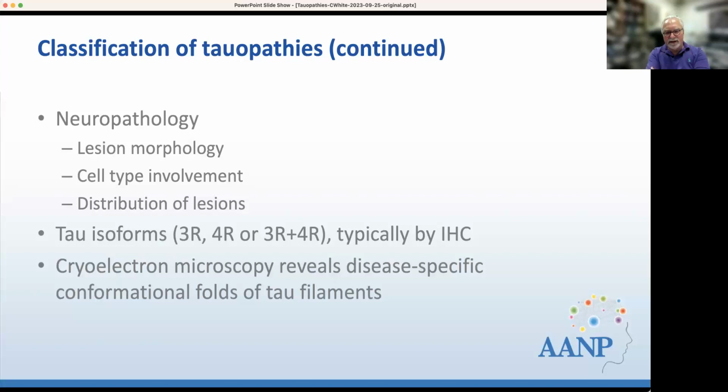Currently, cryo-electron microscopy has begun to reveal disease-specific conformational folds in tau filaments that seem to be unique for given disorders. Again, not something that's extremely useful in day-to-day practice yet.